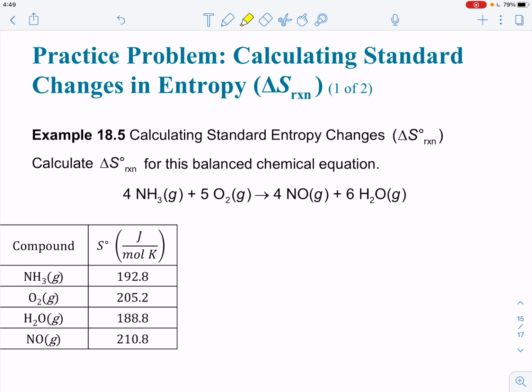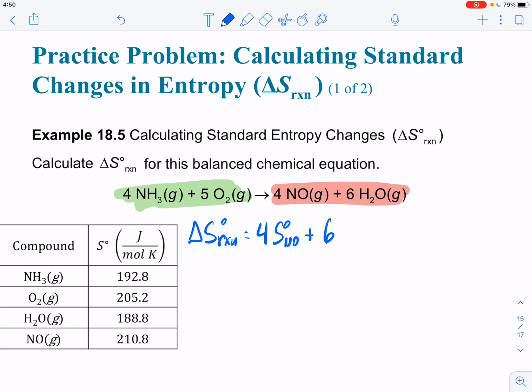It's always, as I said before, products minus reactants. And you have to multiply the absolute entropies for each substance by the number of moles that you have in each one of those substances. So in this particular case, the change in entropy for the reaction is going to be equal to 4 times the entropy of nitrogen monoxide plus 6 times the entropy of water minus everything that you have in the reactant side.